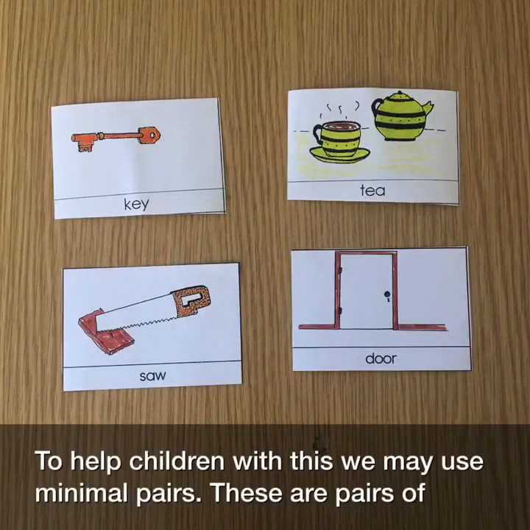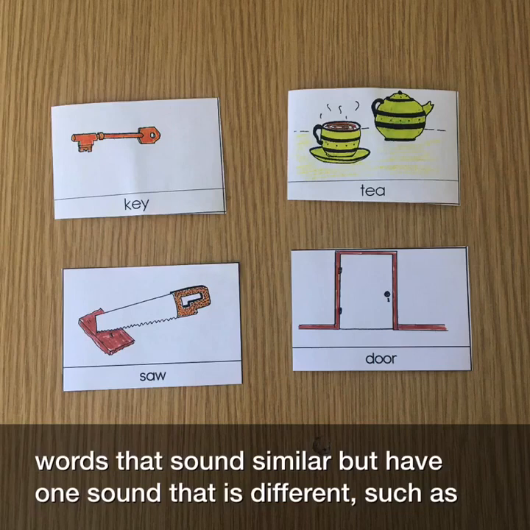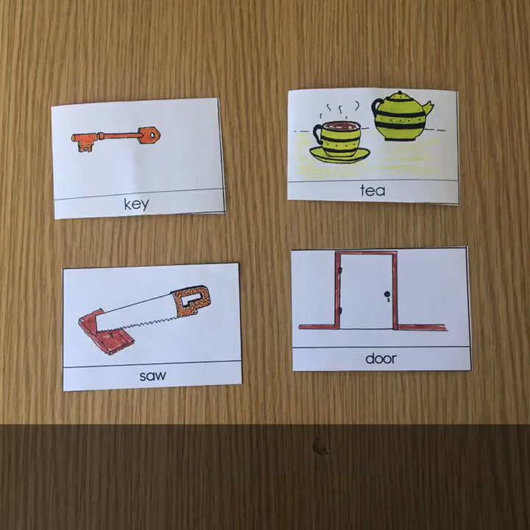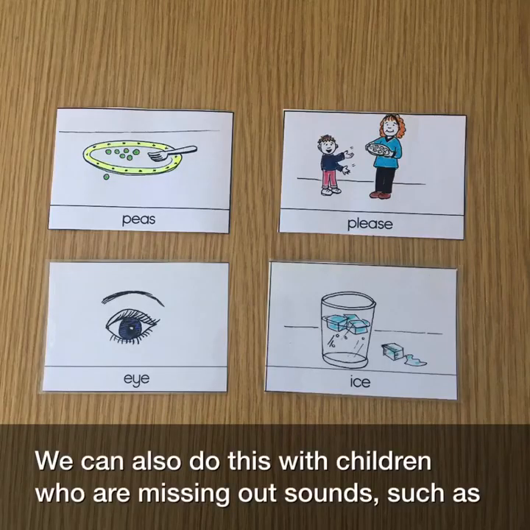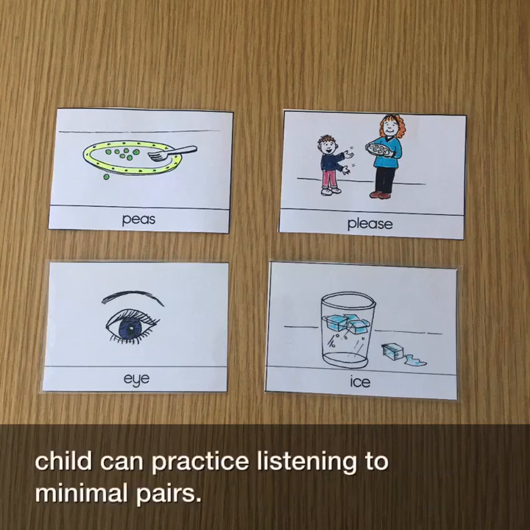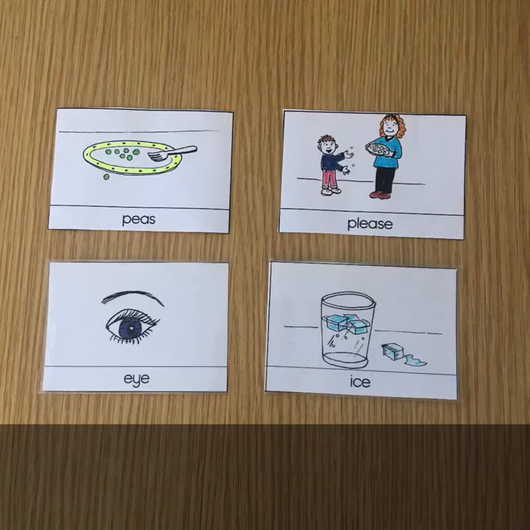To help children with this, we may use minimal pairs. These are pairs of words that sound similar, but have one sound that is different, such as key and tea, or saw and door. We can also do this with children who are missing out sounds, such as peas and please, or I and ice. The following video shows one way your child can practice listening to minimal pairs.